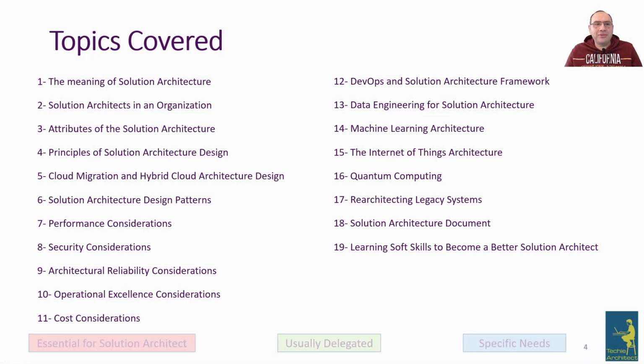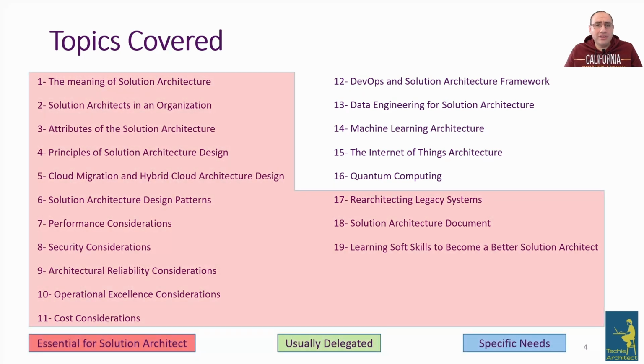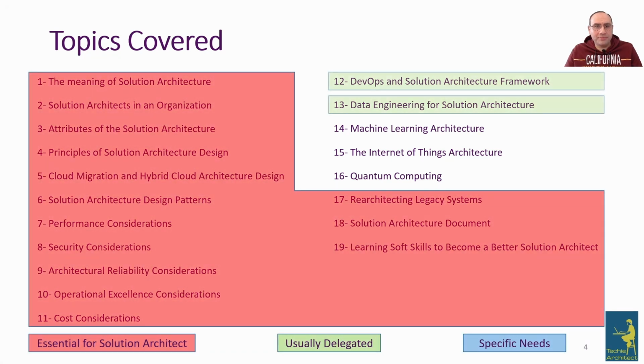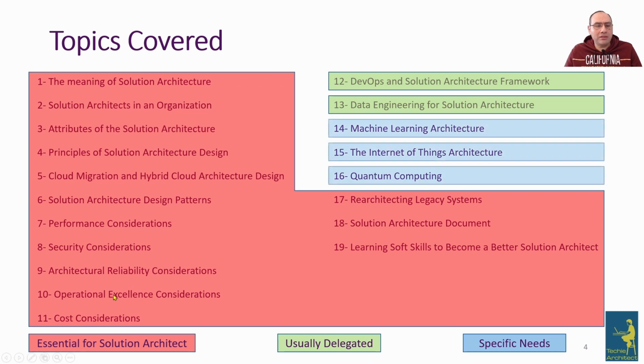I have classified the topics covered in this book into three main categories. The red ones, which I think are essential for any solution architect, and the green ones, which are of course very nice to have, but are usually delegated to other team members. And there is the blue one, which is specific needs based on the nature of the project. So I will start with the essentials for any solution architect.